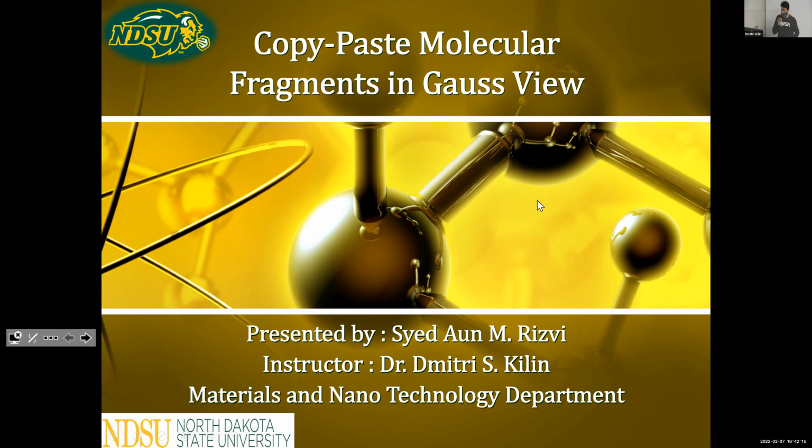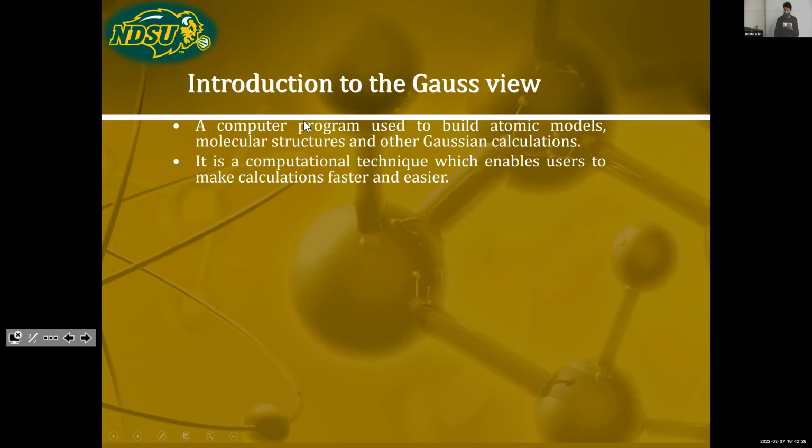Okay. So everyone, my name is Sayed, and today I'm presenting on the topic of copy-pasting molecular fragments in the GaussView. Starting with a brief introduction of GaussView, we all know that it's a computer program which we use to build electronic models and the structure of molecules, and for some other calculations such as the bond angles, bond distances, and the energy associated with them. It's a good computational technique, very quick, and gives faster and accurate results.